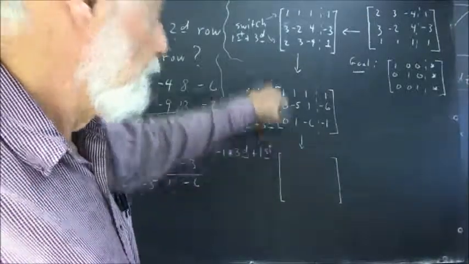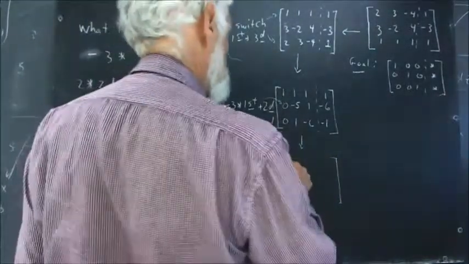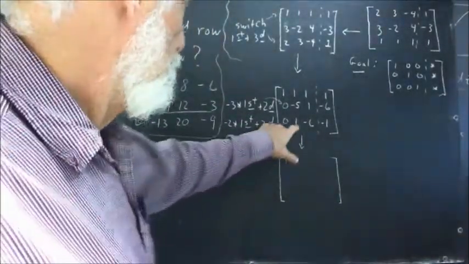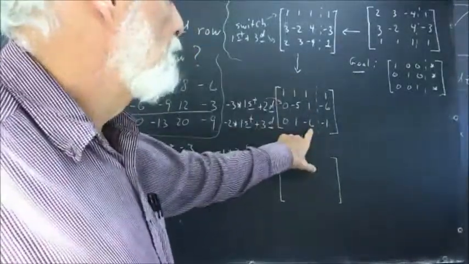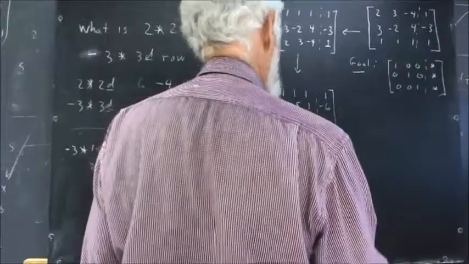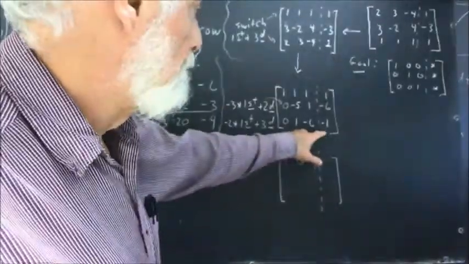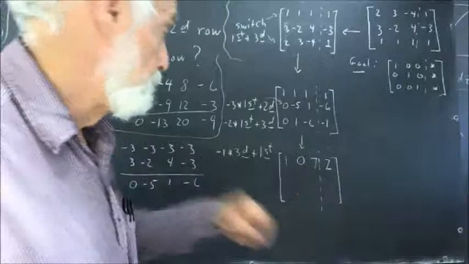Now, third row has a 0 here, so negative 1 times that's still 0. Adding it to the 1 here, we still have 1. Adding negative 1 times 1 to 1, well, that gives us 0, which was the reason we did this. And then adding negative 1 times the third to the first. Negative 1 times this is plus 6. Adding it to 1, we get 7. And then finally, negative 1 times 1 is 1. Adding it to 1, we get 2. So the first row becomes 1, 0, 7, 2.